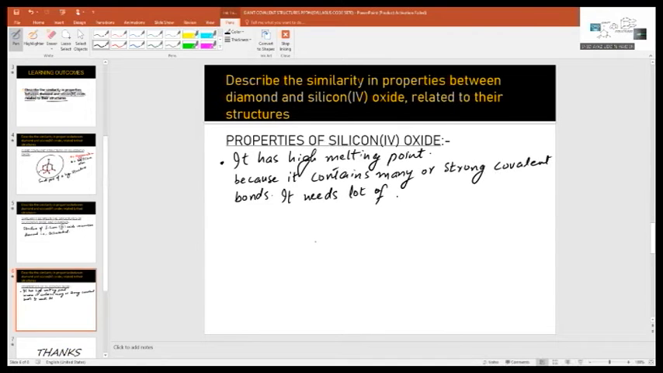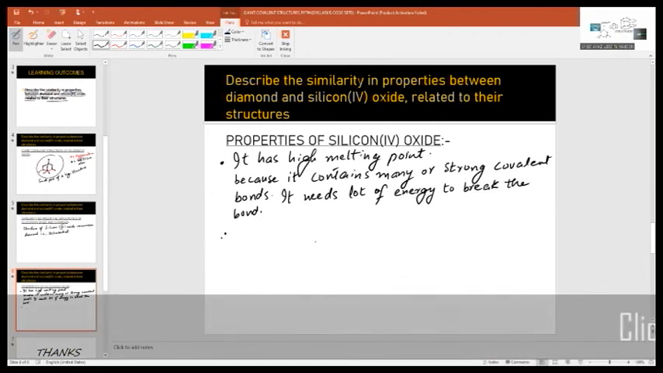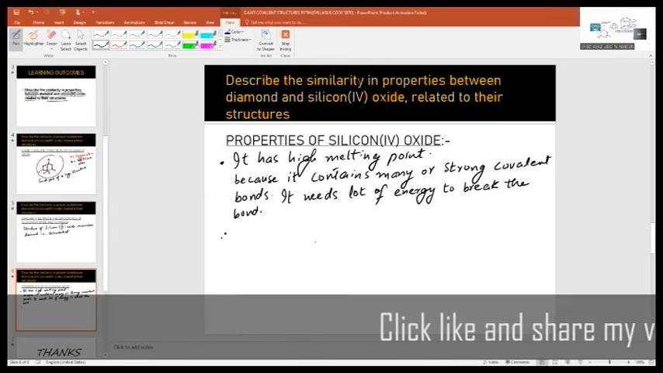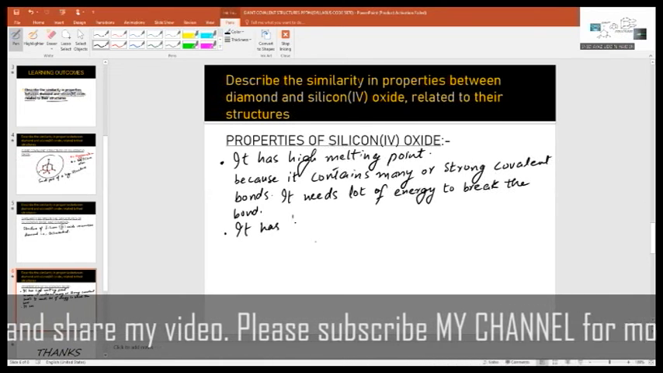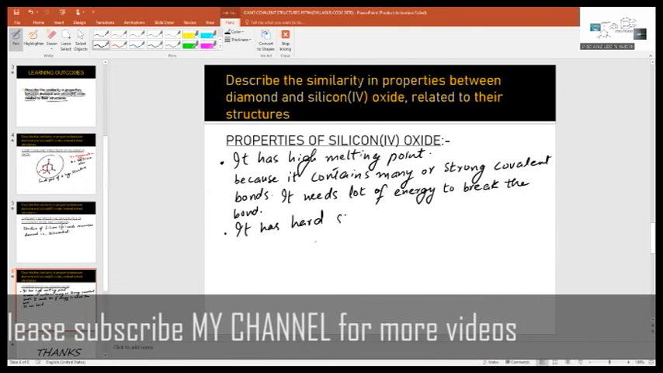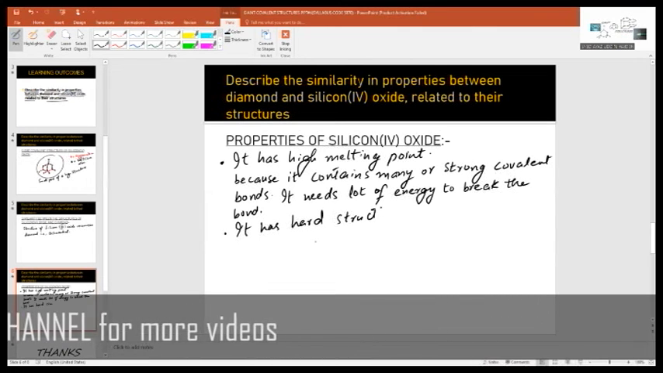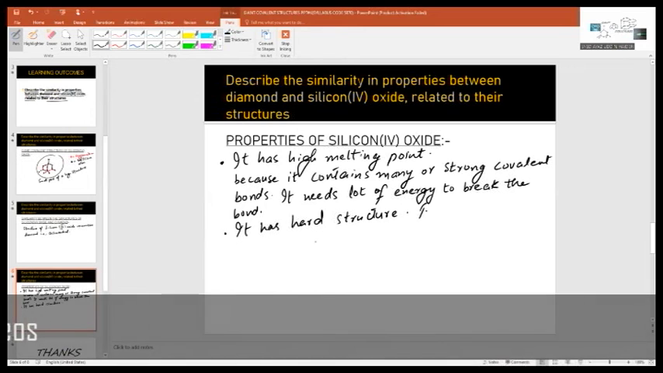A lot of energy to break the bond. It has a hard structure. The reason is the same as the one I have explained for high melting point. It has a hard structure.